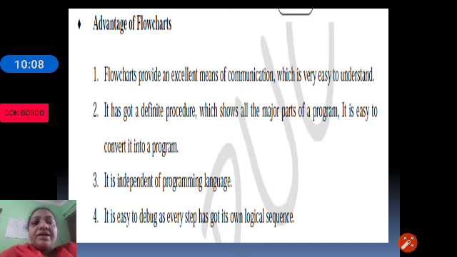So there are hundreds of computer languages used in this world, but all languages use the same process of writing flowchart. The common flowchart method of writing is common to all the languages. It is not specific. Then we have, it is easy to debug. Using flowcharts, finding errors is easy.